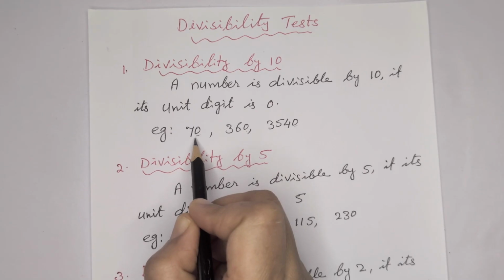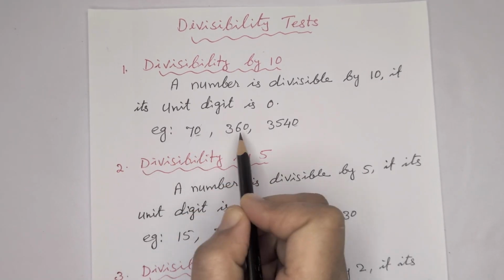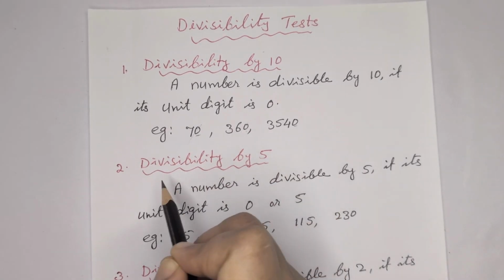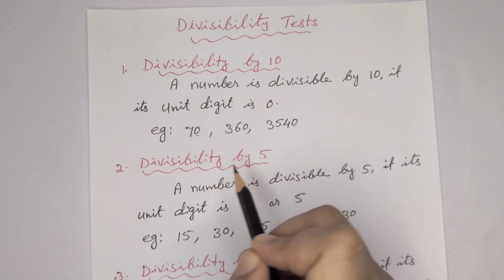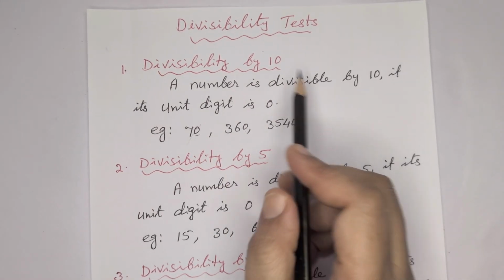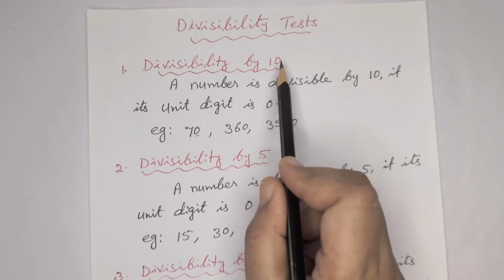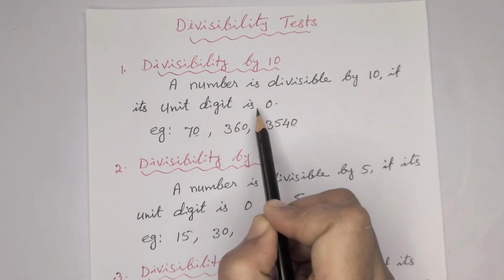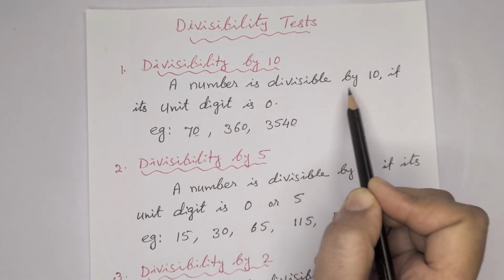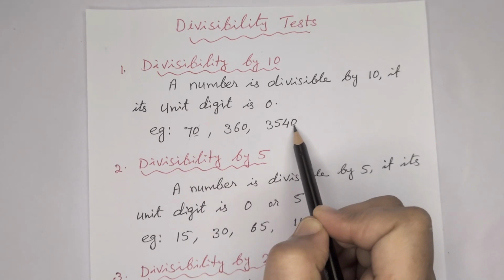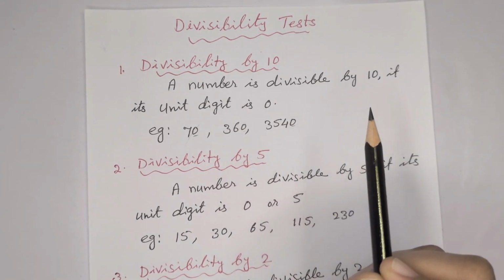70 divided by 10, we will get 7. 360 divided by 10, we will get 36. Here 3540, in the same way. So divisibility by 10 means any number is divisible by 10 if its unit digit is 0.